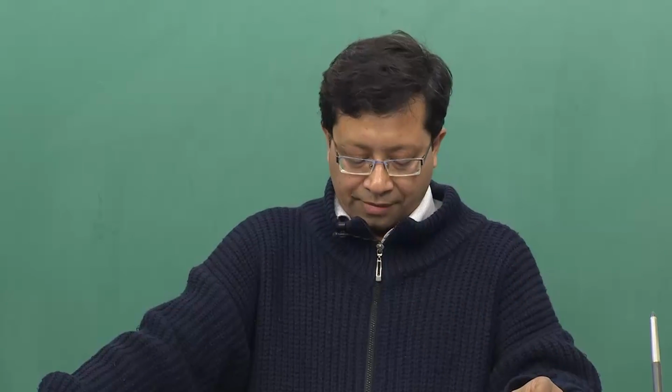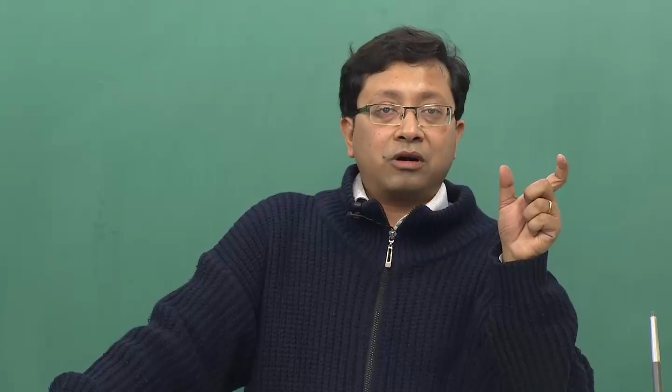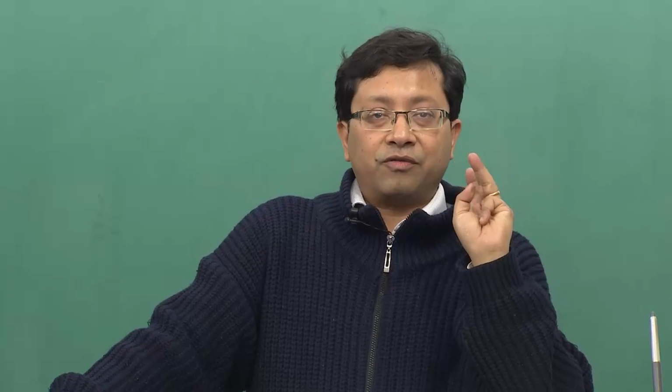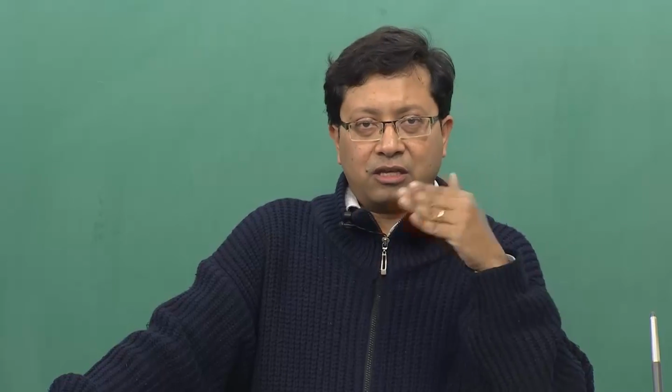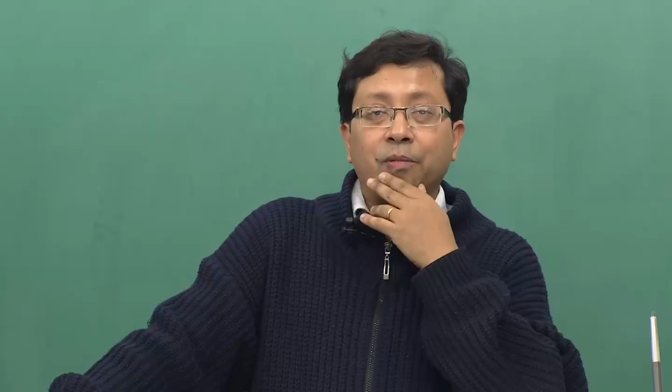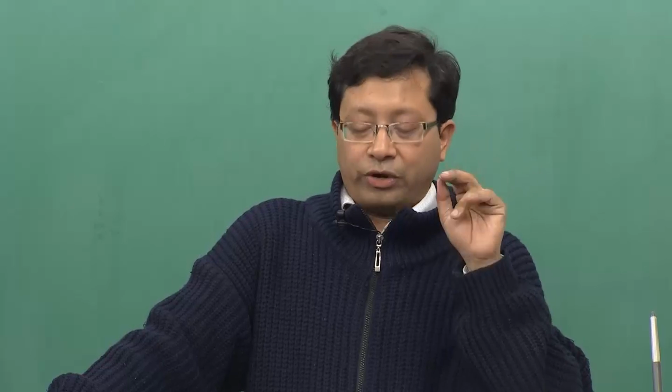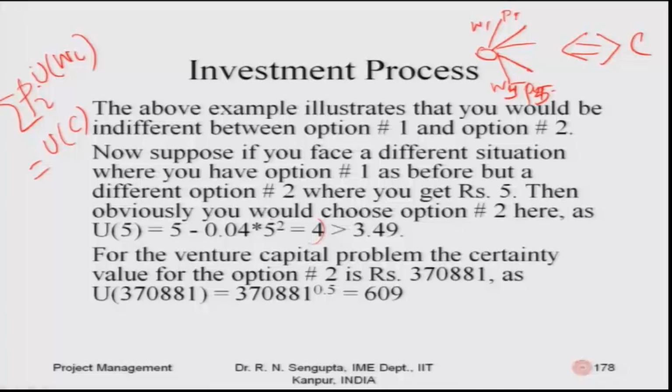For the venture capital problem, if you remember, there was a government bond, and there were 3 options of 10 lakhs, 5 lakhs, and those examples with probabilities of 40, 40 and 20%. For the venture capital problem, the certainty value for option 2 comes out to be 3,70,881, as the overall utility of that certainty value comes out to be 609.